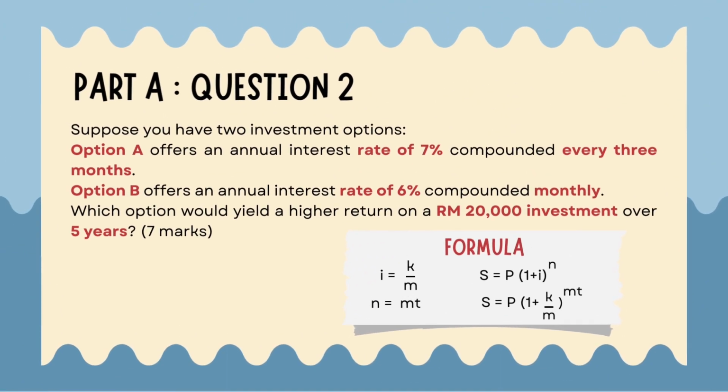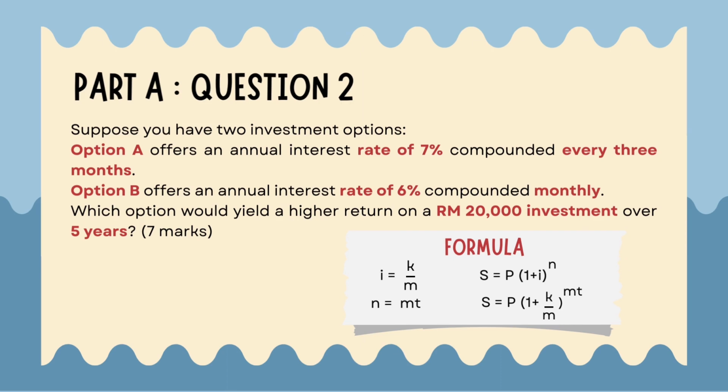Part A, question 2. Suppose you have two investment options. Option A offers an annual interest rate of 7% compounded every 3 months, while option B offers an annual interest rate of 6% compounded monthly. Which option will yield a higher return on an RM20,000 investment over 5 years? 7 marks. Let's refer to the formula.